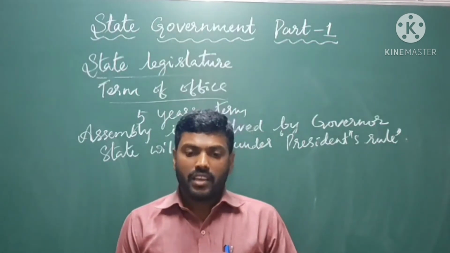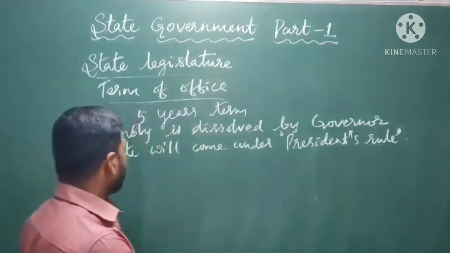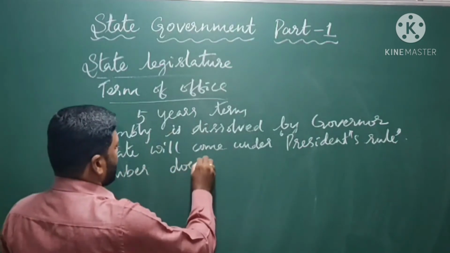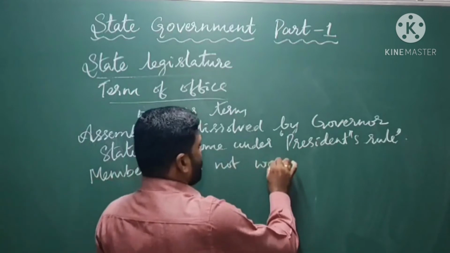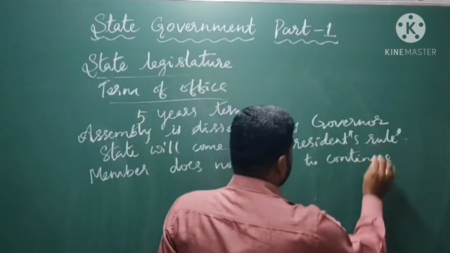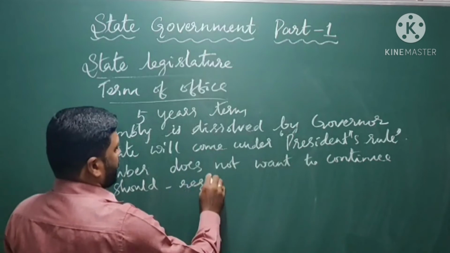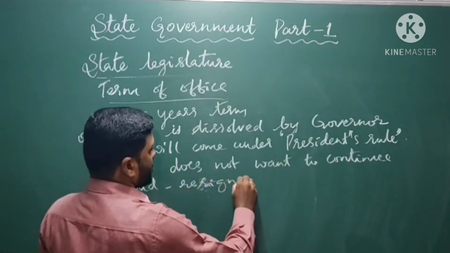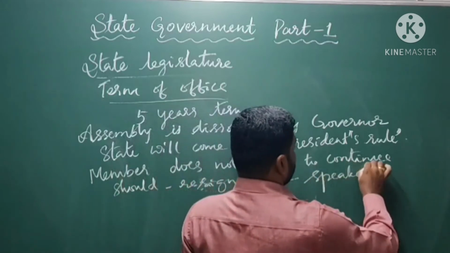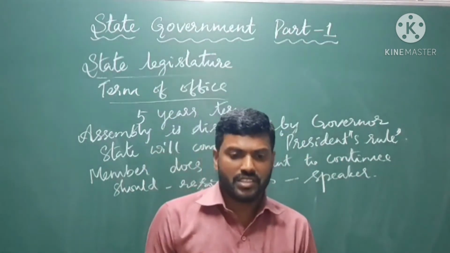Okay, and if a member does not want to continue as a member of state assembly, in such a case, that member should give resignation to the speaker. A member who does not want to continue as a member of state assembly should give resignation to whom? Speaker of Vidhana Sabha. Okay, speaker will receive that resignation and he will approve that resignation.